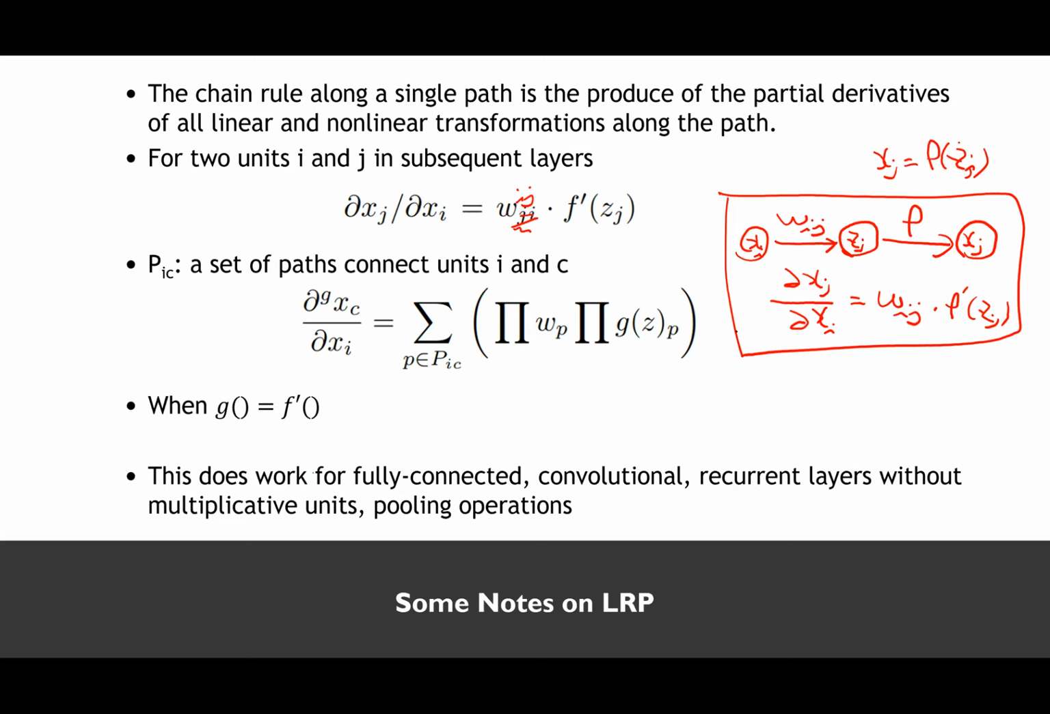So if we have a complex network and C, and if we have x_i, then what we can do is multiply the weight through all the paths that we have, and we can compute the gradient of z. Oh yeah, so good question.